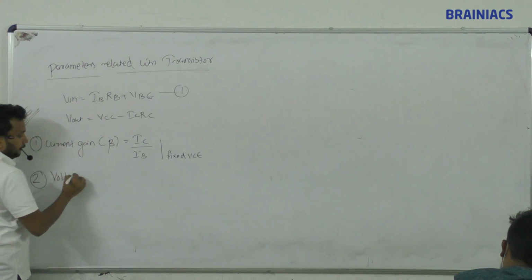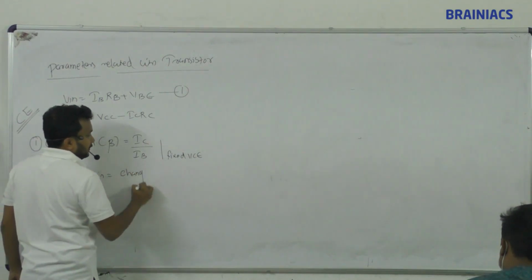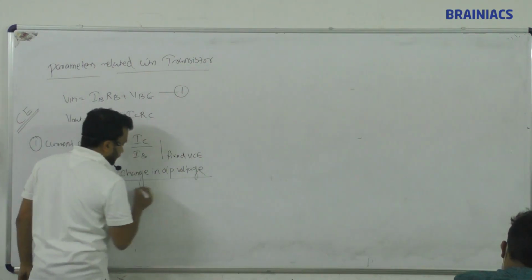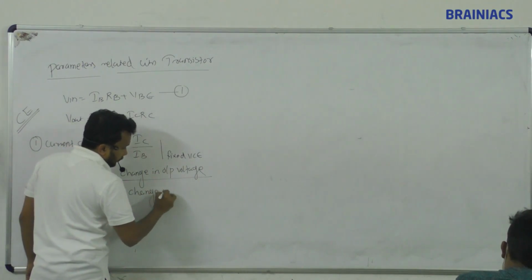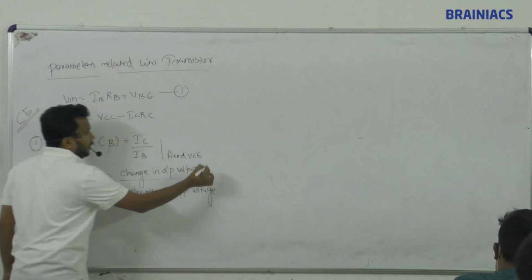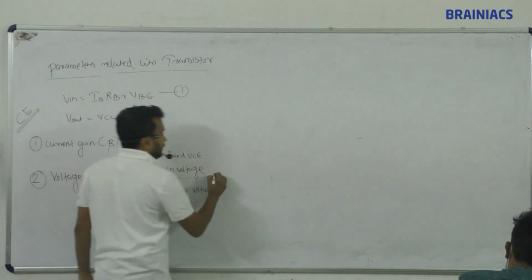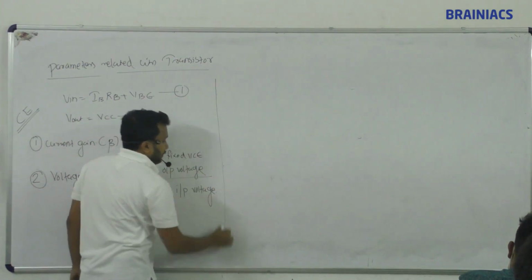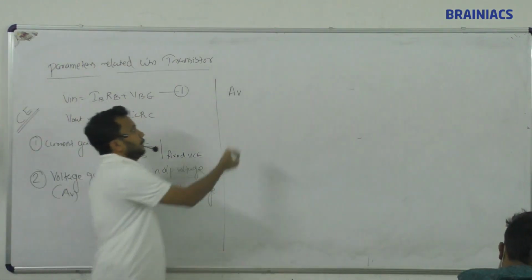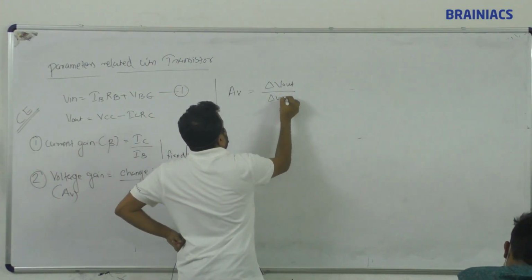Second one, voltage gain. What is it? Change in output voltage to the change in input voltage. Here I will write AV. Voltage gain is AV. So AV is equal to delta V out divided by delta V in.